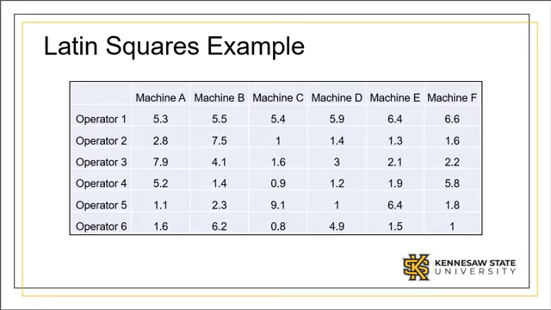The factors are the operator, the machine, and the method. The operator is the row factor. The machine is the column factor. The values in each cell represent the difference from the hardness measurements and the standard for each method. We will assume alpha is 0.05.